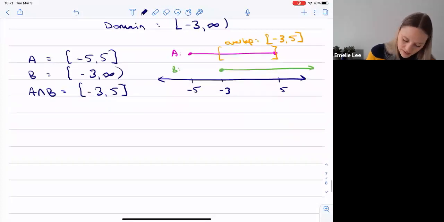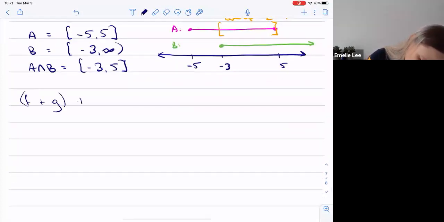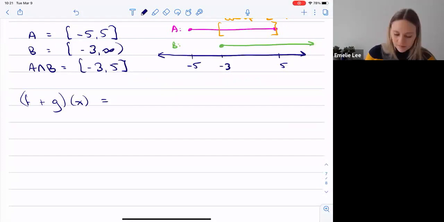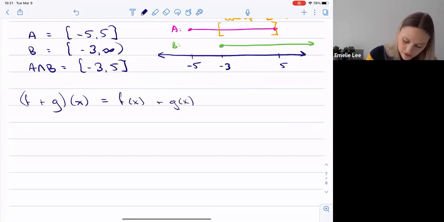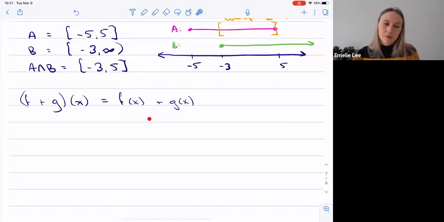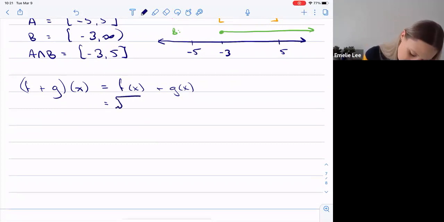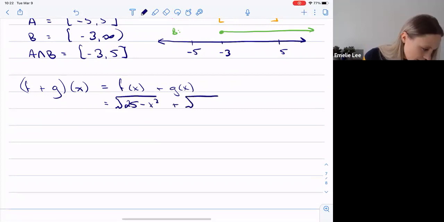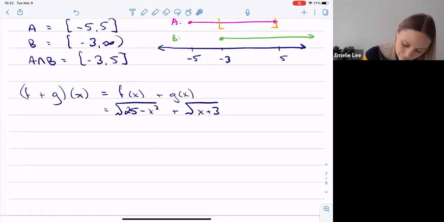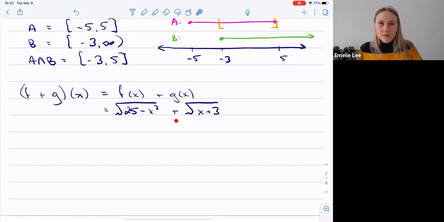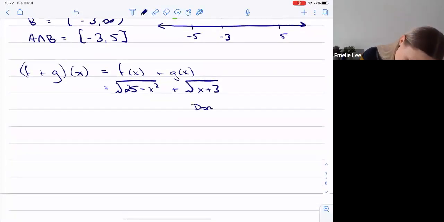Okay. Now I'm ready to do these combinations. So f plus g of x, oops, sorry, clean that up a bit, is f of x plus g of x. I always just like to write out the general version first and then plug in my values just so I can see it. You don't have to, but I do find that it kind of keeps me sorted. f of x is the root of 25 minus x squared plus g of x, which is the root of x plus 3. There is nothing that you can do here to simplify. Square roots, you can combine them if you're multiplying and dividing, but not if you're adding or subtracting. So there's nothing you can do here. And the domain here is from -3 to +5 inclusive.